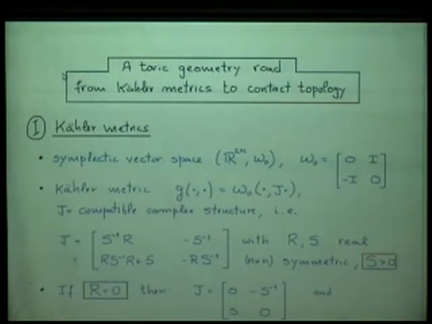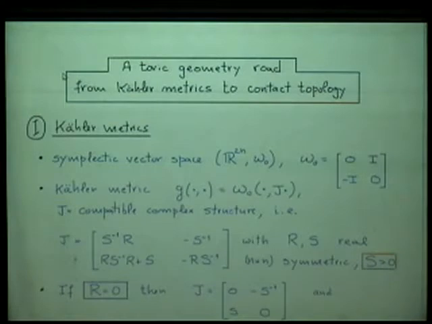So we start with a symplectic vector space, which is a vector space of even dimension with a skew-symmetric bilinear form, which in a canonical basis is given by just the skew-symmetric 2n by 2n matrix, which I'm writing in block n by n form. Okay? So in this linear context, what's a Kaehler metric? For me, it will come from a linear complex structure which is compatible with the symplectic form. That means that when you combine the symplectic form and the complex structure like this, you get a metric, a symmetric, positive definite bilinear form.